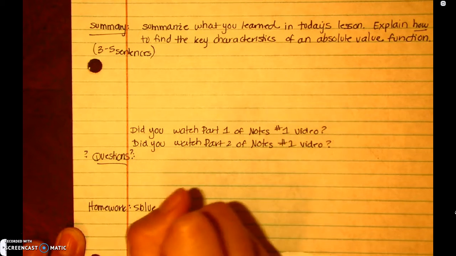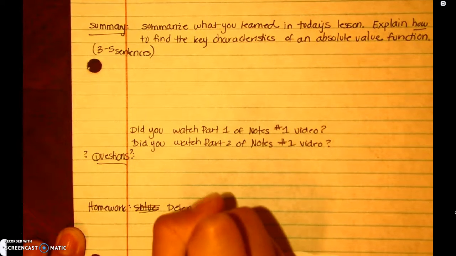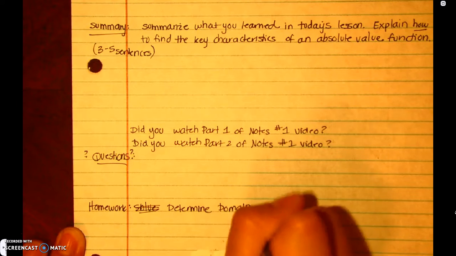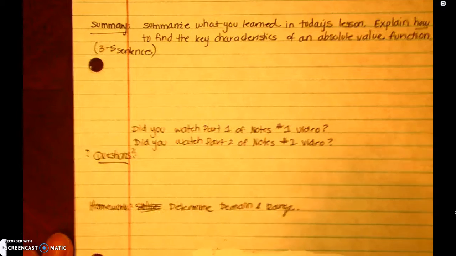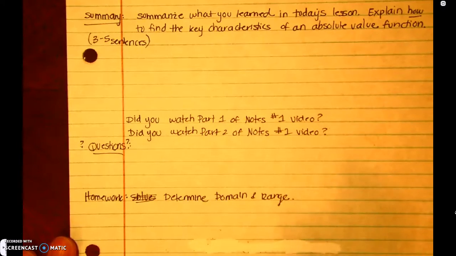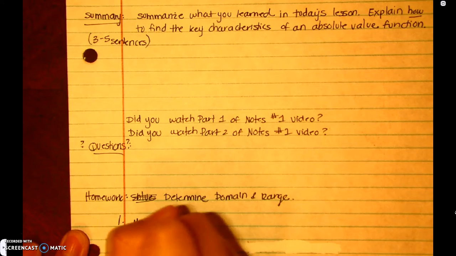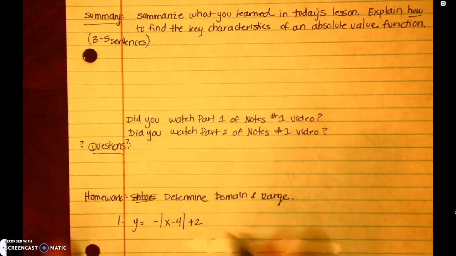Determine, or state, domain and range. Okay, so go ahead and write these problems on your paper, and I want you to give me the domain and range for each one. Number 1 is negative absolute value of x minus 4 plus 2.